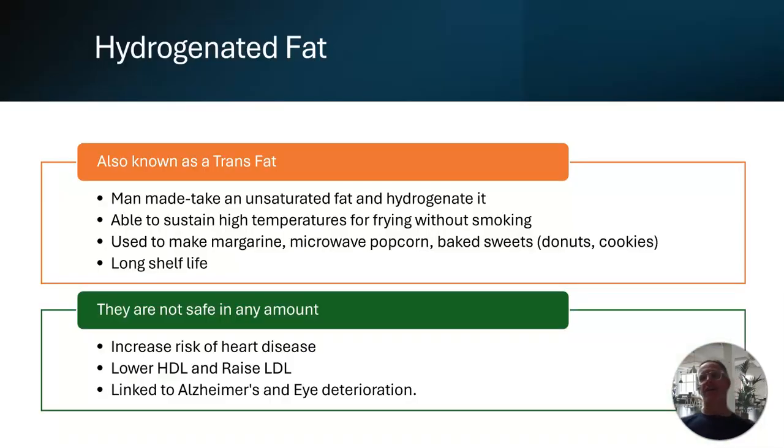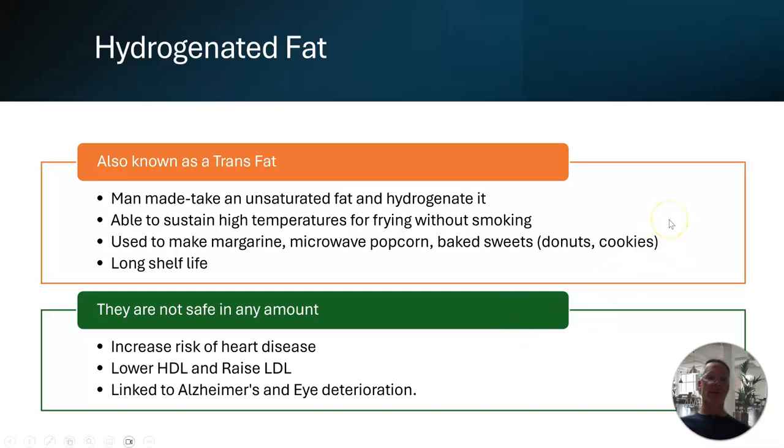Then you also have a fourth fat source, if you will. Saturated, monounsaturated, polyunsaturated, and then you have your last one, which is hydrogenated fat, also known as trans fat. They're man-made, so they would take an unsaturated fat like corn oil and hydrogenate it, or saturate it. They would attach hydrogen bonds onto it. So they take a liquid and add hydrogen to it, and it makes it into a solid form.